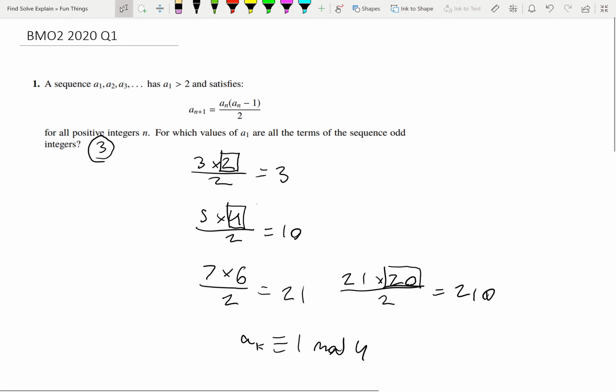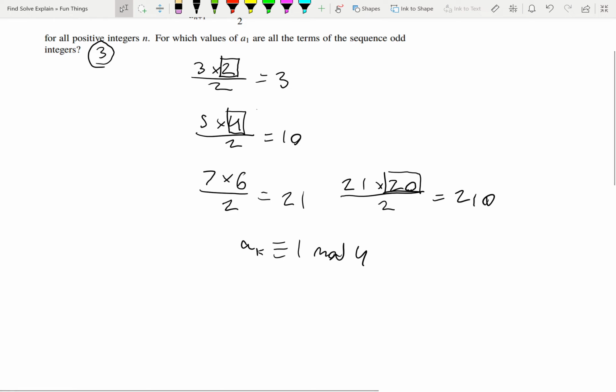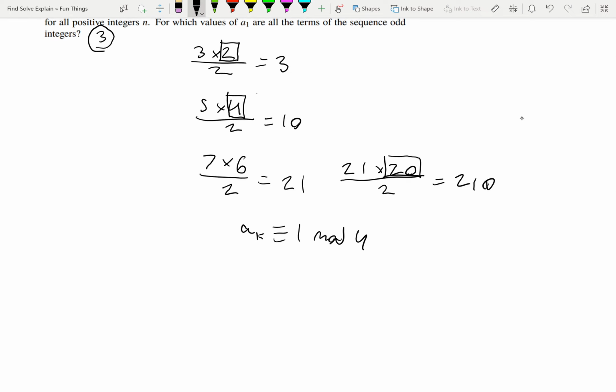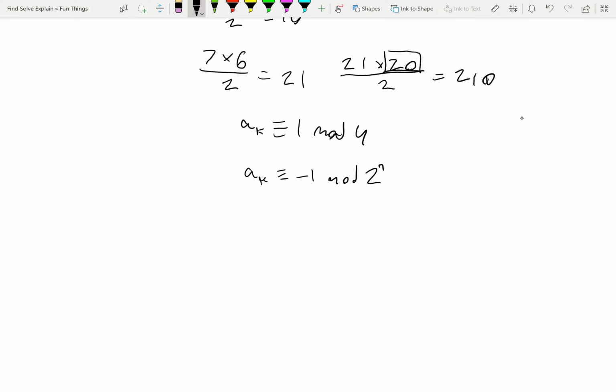So, if we have the theory that 3 is the only one, this means every other value, say a_k congruent to minus 1 mod 2 to the n, doesn't work.